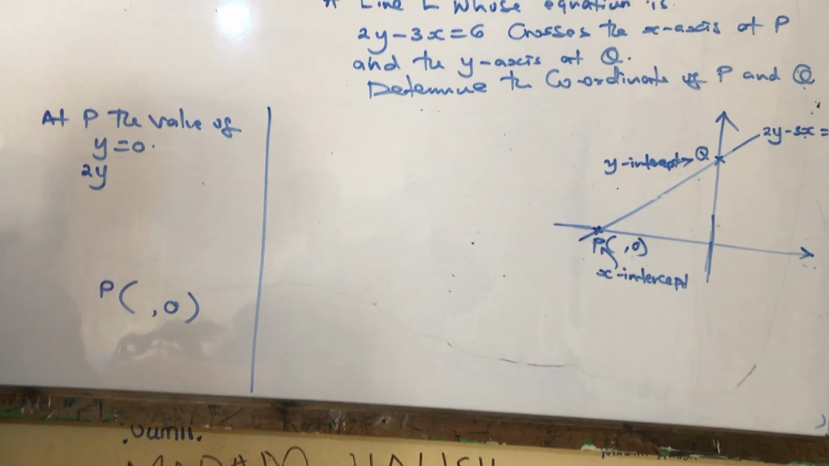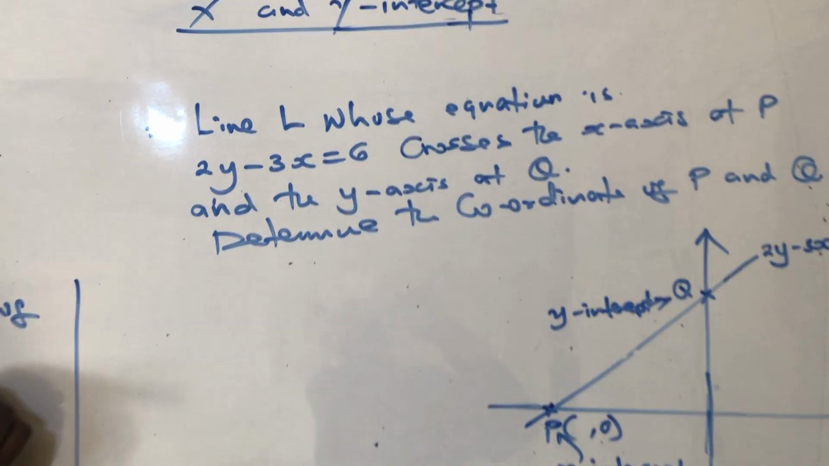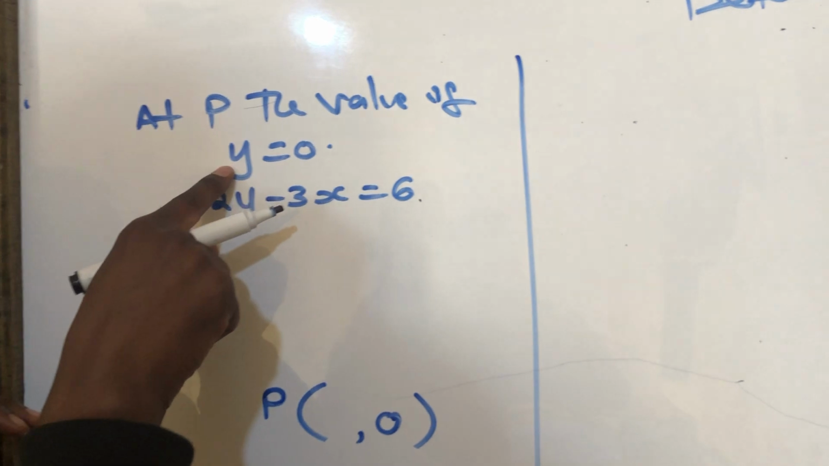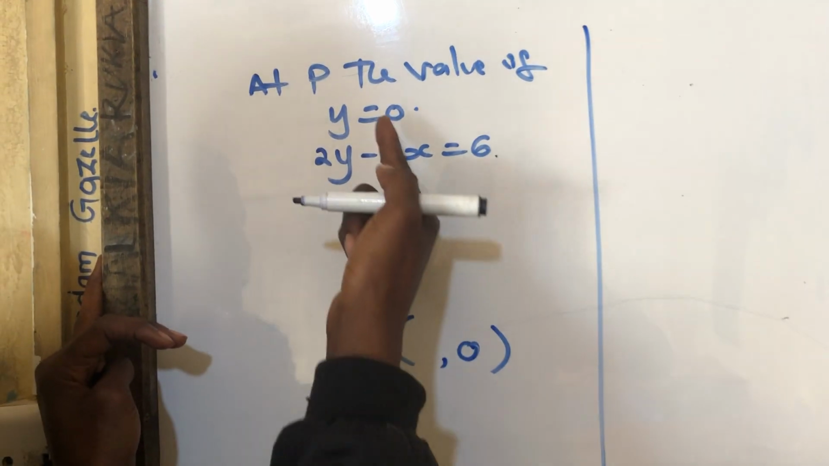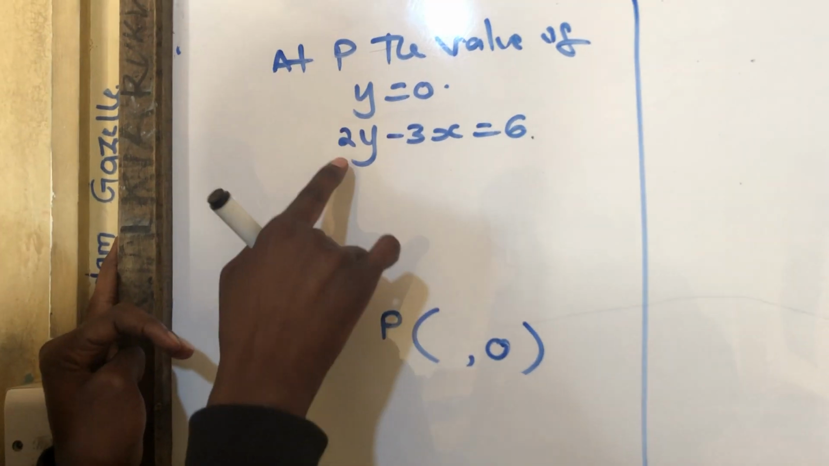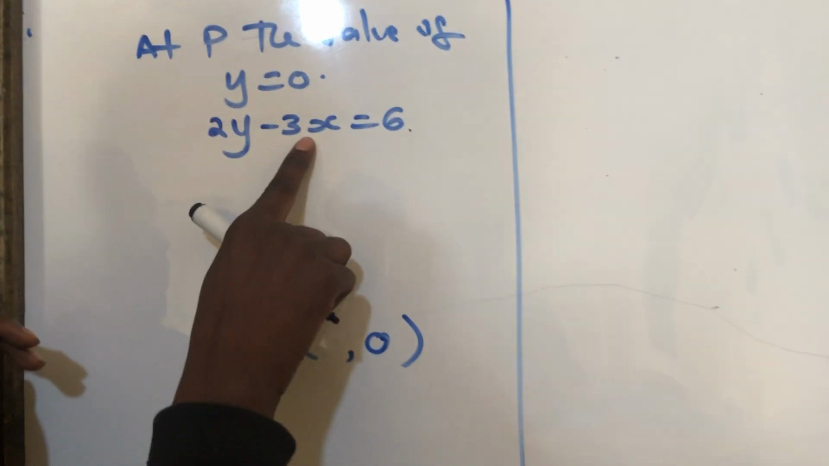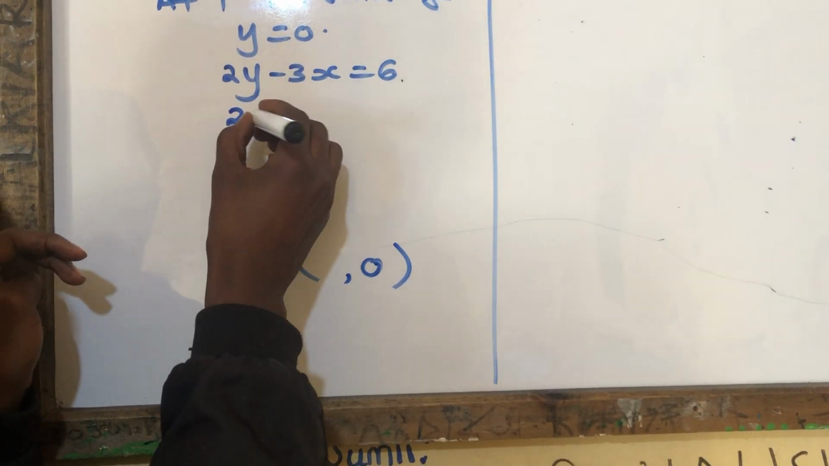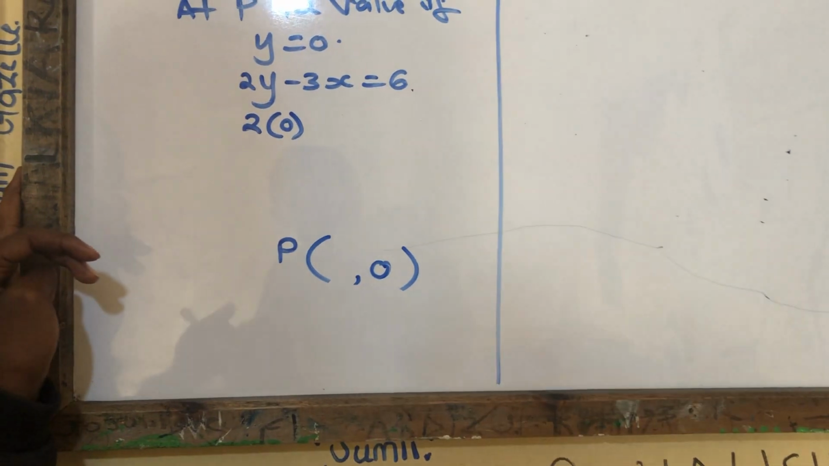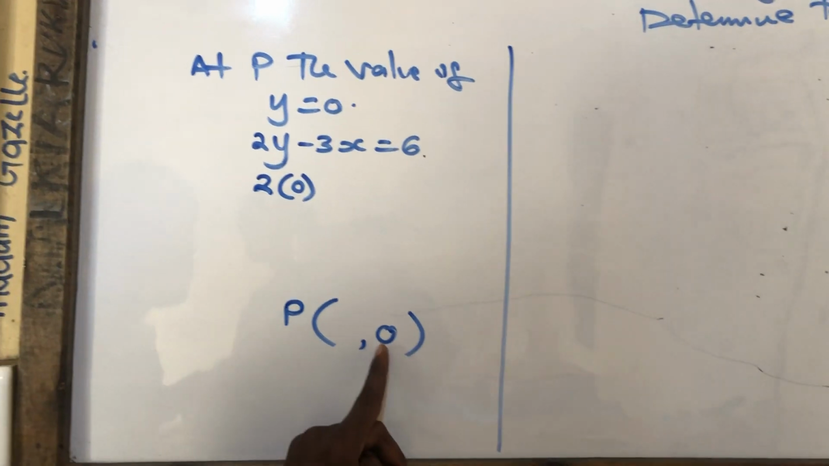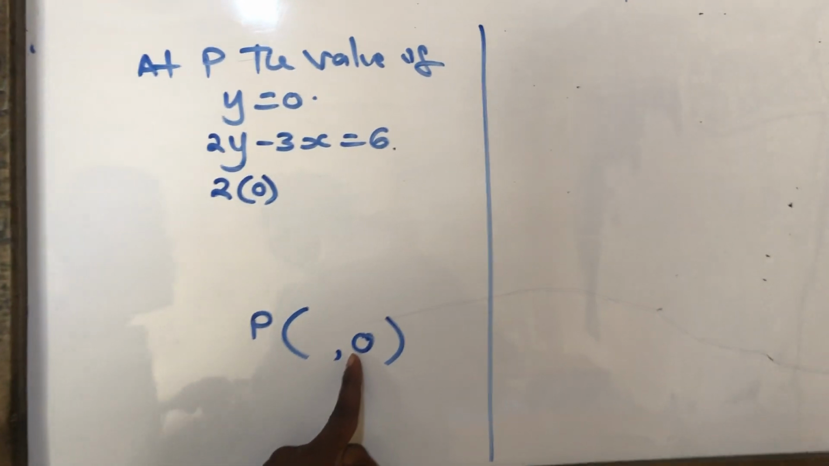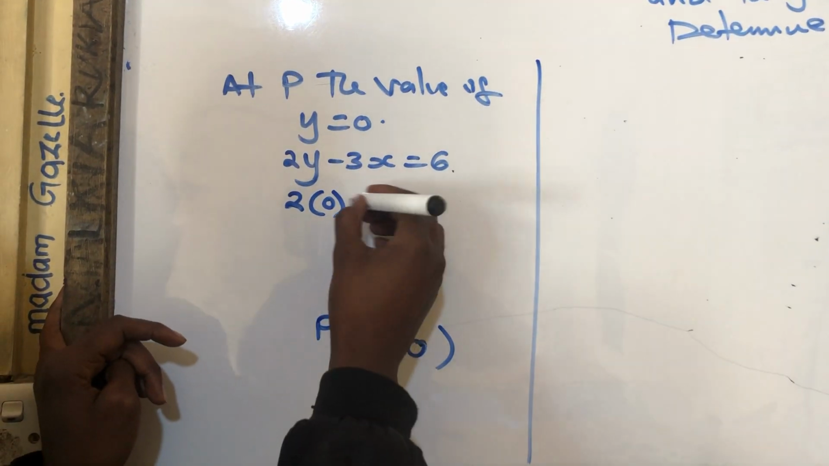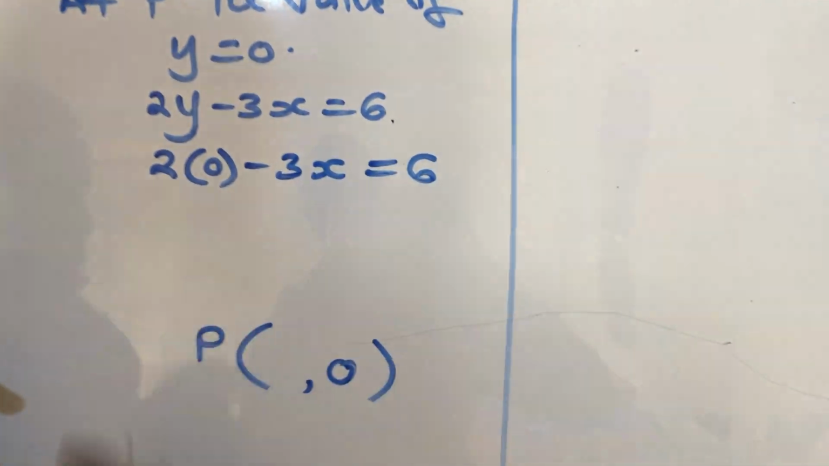Take the equation, which is 2y minus 3x is equal to 6. We have already agreed that at P, the value of y should be equal to 0. So apart from the 0 being a coordinate, in the place of the y, we will substitute 0 in this equation. 2 times 0 minus 3x is equal to 6.